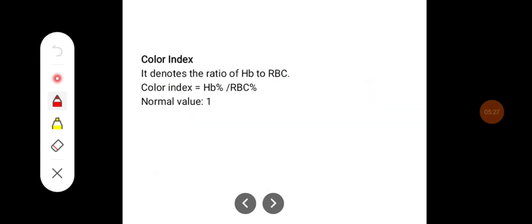Then color index denotes the ratio of hemoglobin to RBC. So the normal value is around 1.